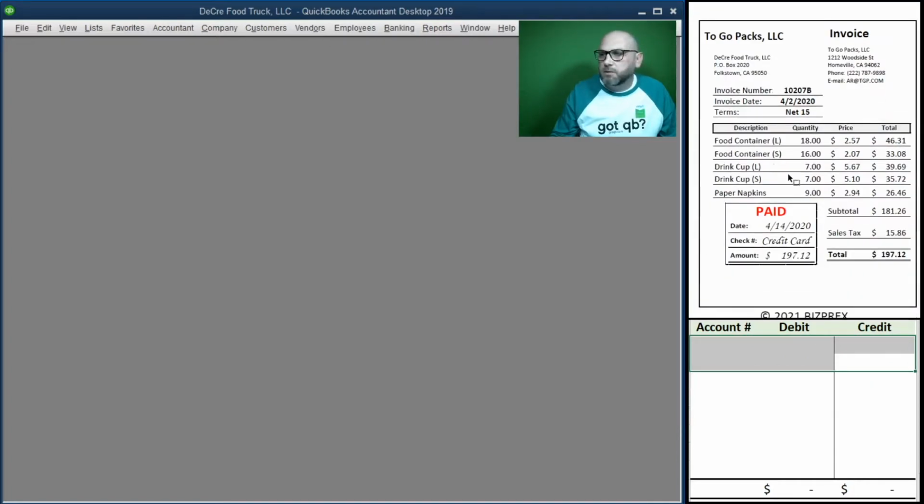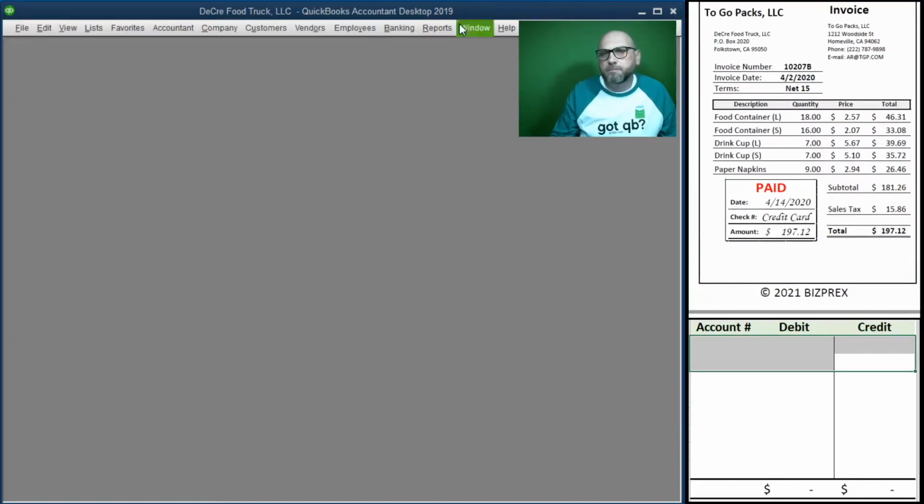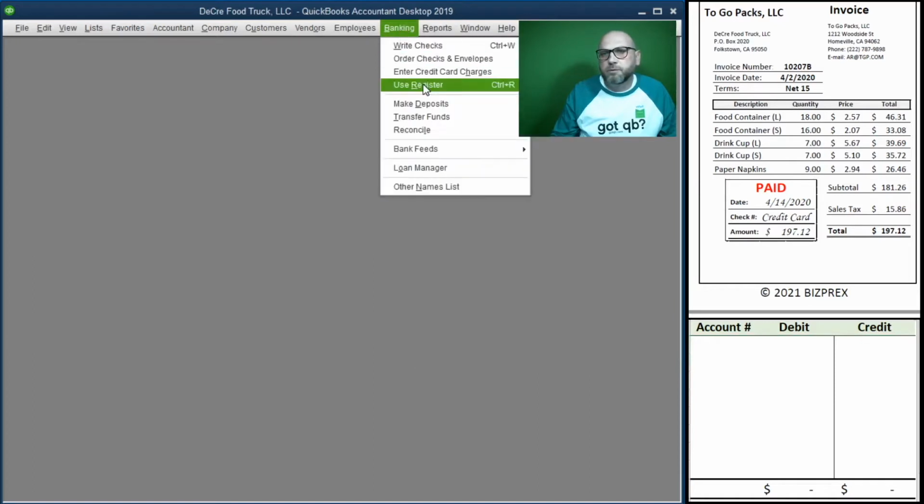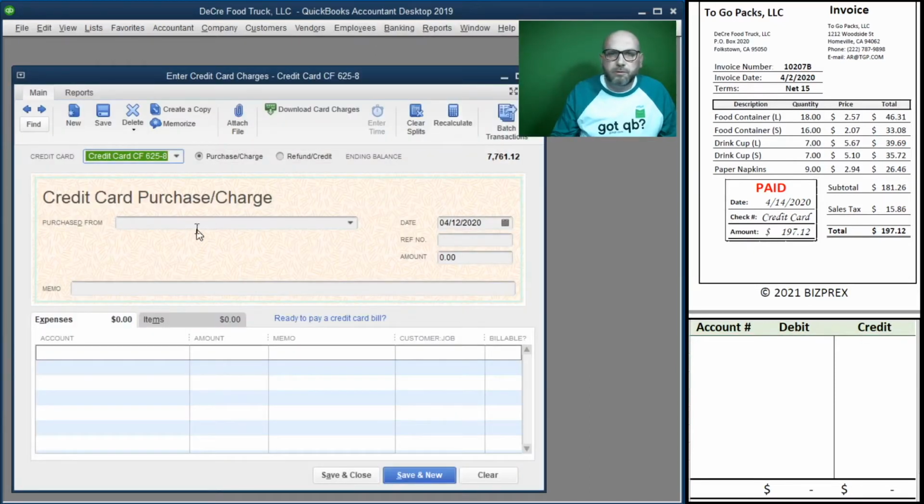All right, next one is also a credit card. So we're going to go banking, enter credit card charges. All right, good on that one. That's our to-go packs. Paid it on 4/14. Again, please pay attention. You're entering the date you paid it, all right, not the invoice date in this case. If you're entering invoices live as you go, you would be entering invoice date and setting the terms, and we'll get to that. In this case, you're entering the date as you paid it.